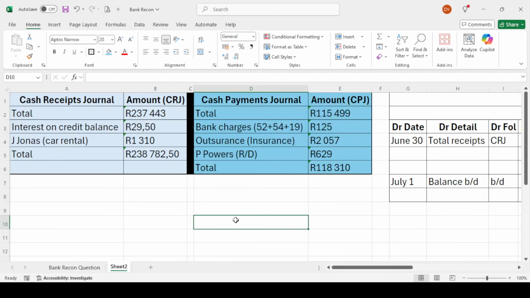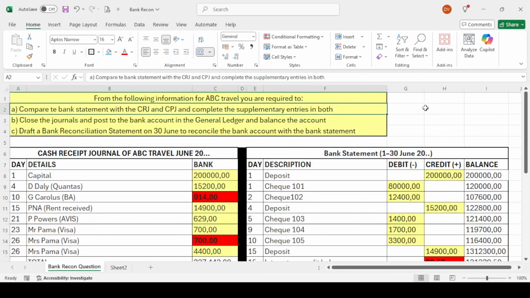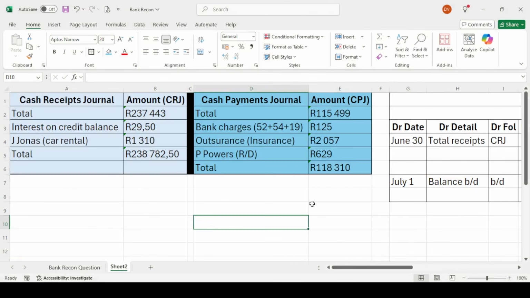Great stuff. What do we do next? What did the instructions say? So we've done this point. We've compared, right? Compare the bank statement with the CRJ and CPJ and complete the supplementary entries on both. Then we have to close off the journal on the bank account of the general ledger and balance the account. So let's do the general ledger.